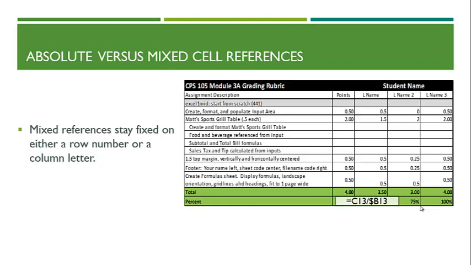The $ sign indicates that the column will stay fixed, but the row can change. As I drag horizontally across, the reference to the available points stays fixed on column B, and the row does not change during my drag, so it stays fixed on row 13. When I get to student 3, my formula looks like this, equals E13 divided by $B13.